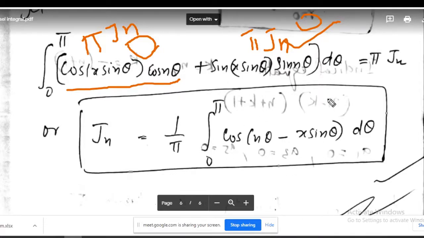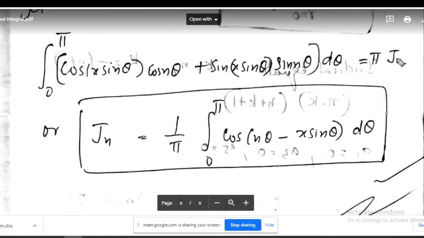When n is even, the other one is pi Jn, and the second one is 0. So you will be getting pi Jn. Okay. So here we need not write whether n is odd or even. Irrespective of that, this will be equal to pi Jn.